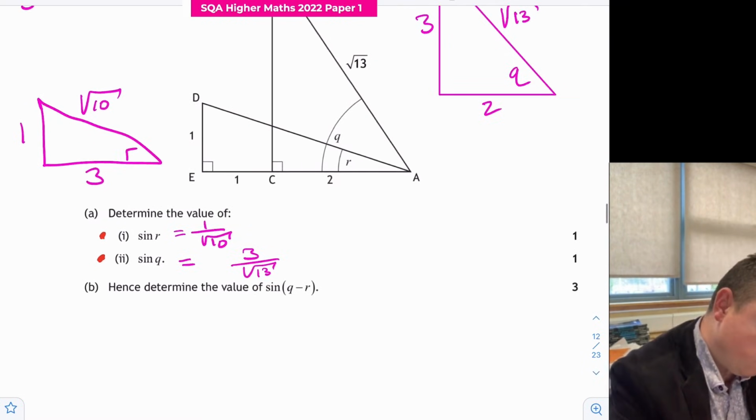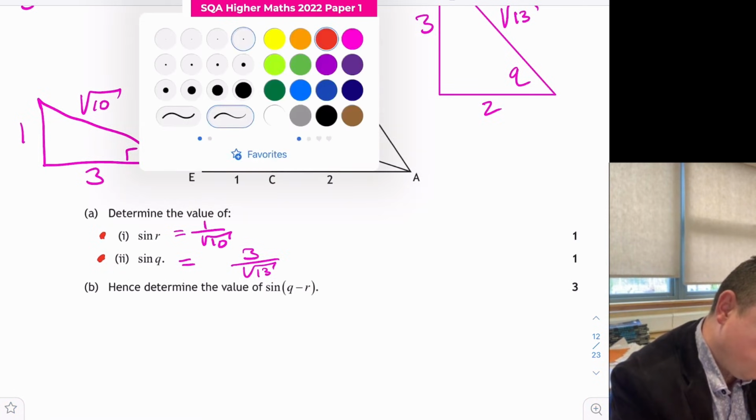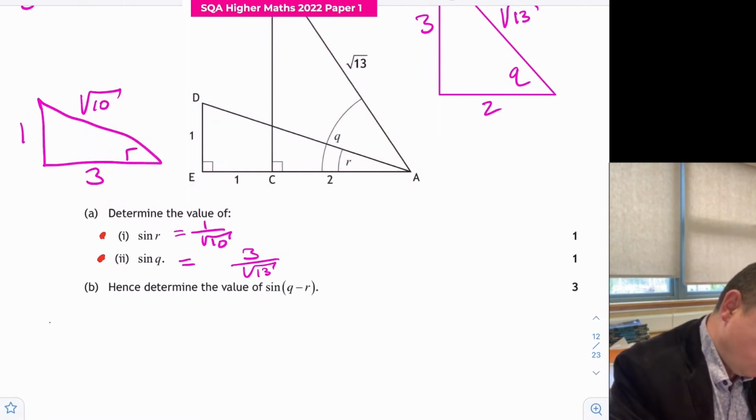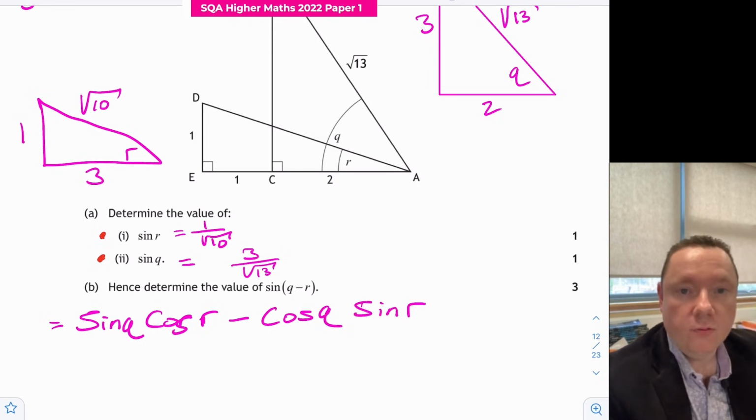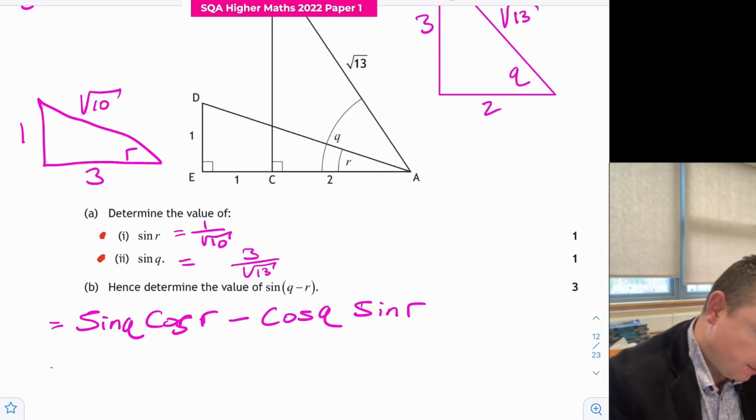Okay, here's determine the value of sin(Q minus R). Sin(Q minus R) equals sin Q cos R minus cos Q sin R. From the start of the exam paper, you'll get that. So we need to work out our different things.